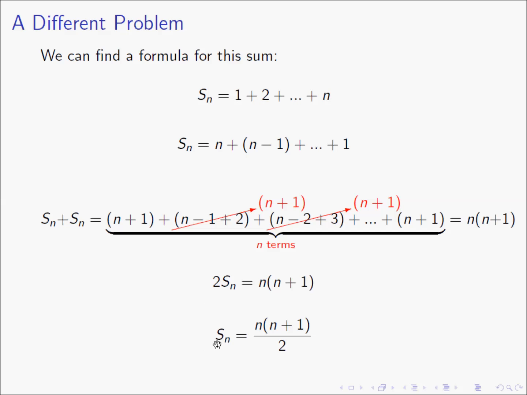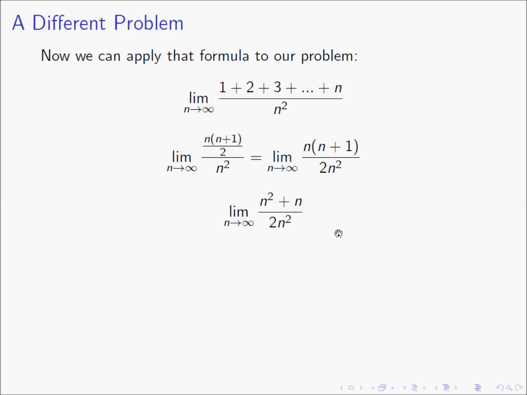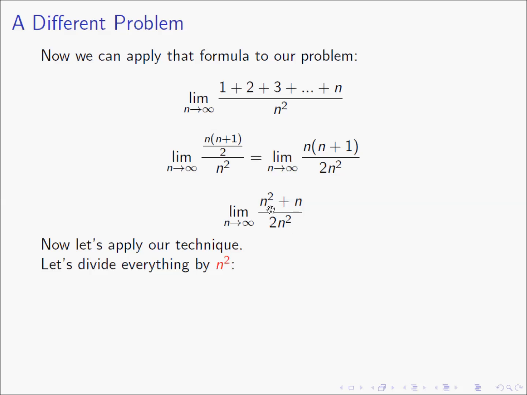So what we are going to do now is to replace that formula in our limit. We can replace this sum with this formula, and now this limit is much easier to solve. We can transform this into this, and now we can perform this product here, we get n squared plus n. And now we're going to apply the basic technique. We must divide by n to the greatest exponent. Here we have n squared. So we divide each term by n squared.